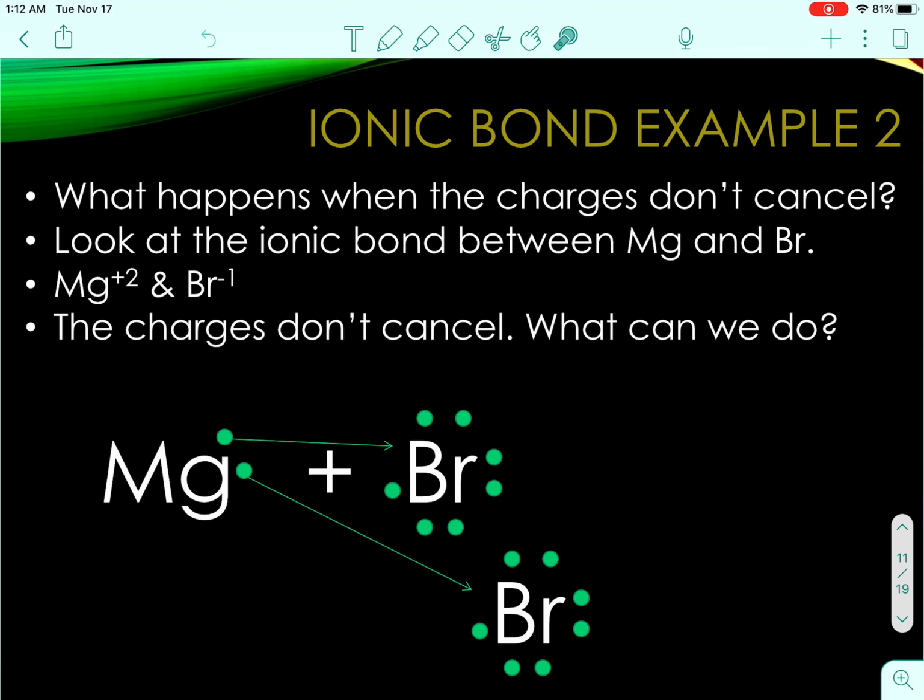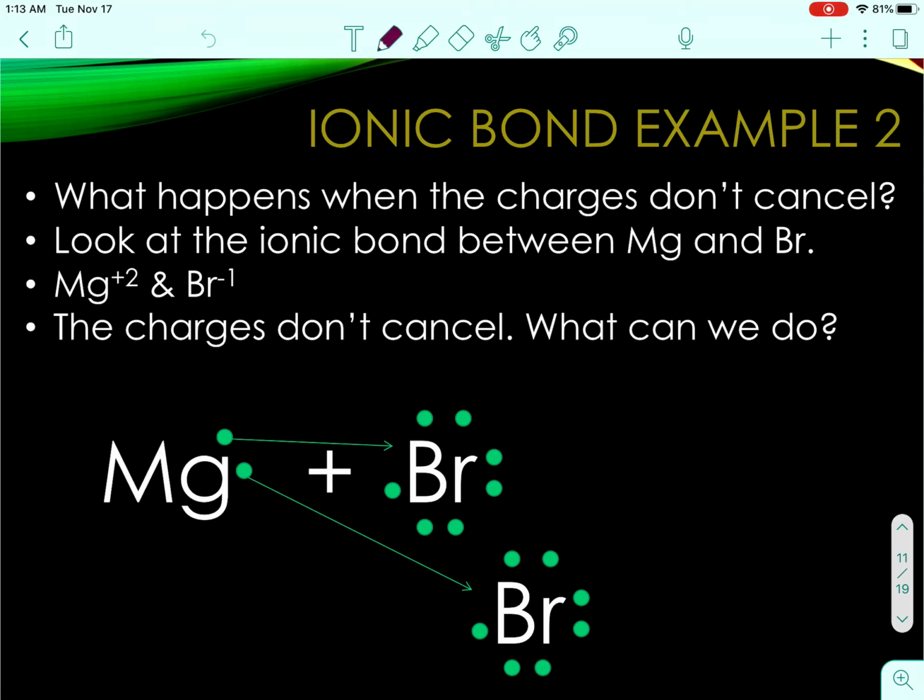Example number 2. What happens when the charges don't cancel? Look at the ionic bond between magnesium and bromine. So magnesium is +2, it's in group 2, and bromine is -1, it's a halogen, group 17, 1 away from noble gas, it's a -1. +2 and -1, these do not cancel. These do not cancel. So what can we do?